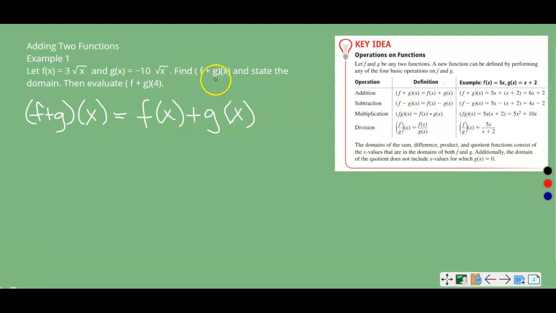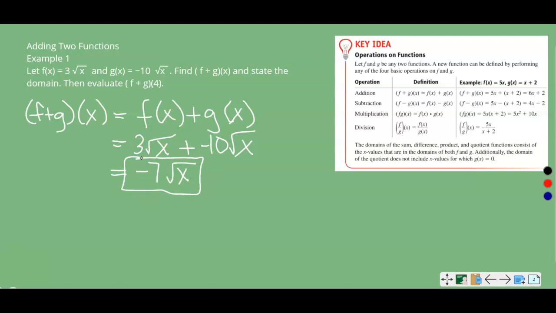So it asks us to find f plus g of x. To do that, we're going to take f of x, which is 3 square roots of x, and add that to negative 10 square roots of x. Again, we're just combining like terms. They both have a square root of x, so we have 3 plus negative 10, or negative 7 square roots of x. So f plus g of x equals negative 7 square roots of x. That takes care of the first part.